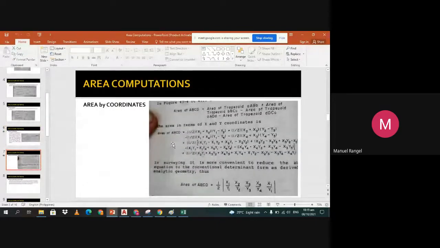Okay, for the area by coordinates, the equation is long. In short, that is the formula: area of ABCD is equal to 1/2 of a matrix. Using a matrix equation to derive this formula, so I will not take up the derivation.